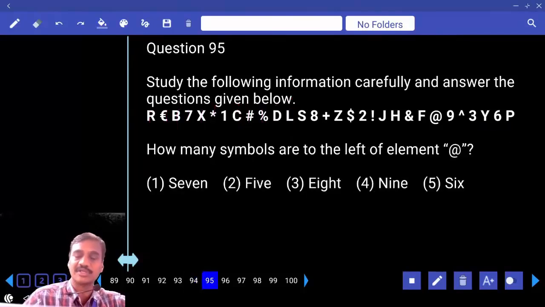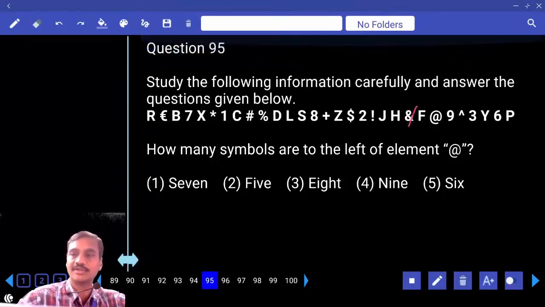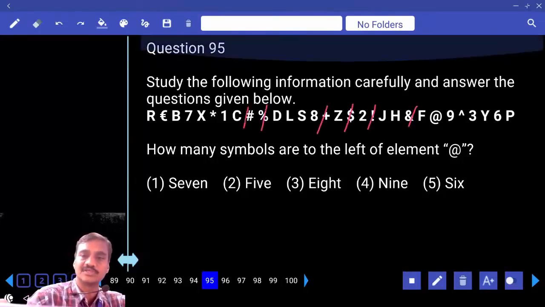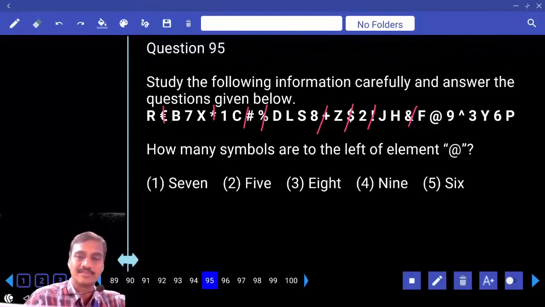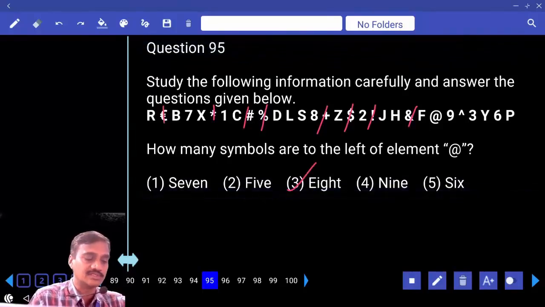94. Then coming to this 95, how many symbols are there to the left-hand side of at the rate of? 1, 2, 3, 4, 5, 6, 7, 8. There are 8. That is choice 3, question number 98.